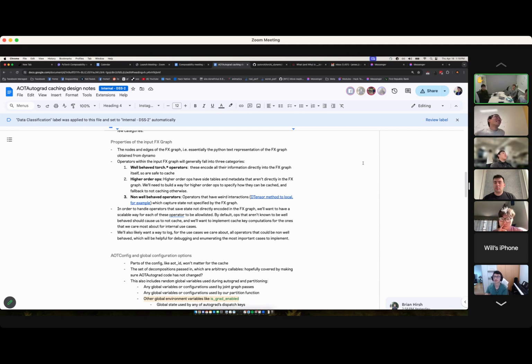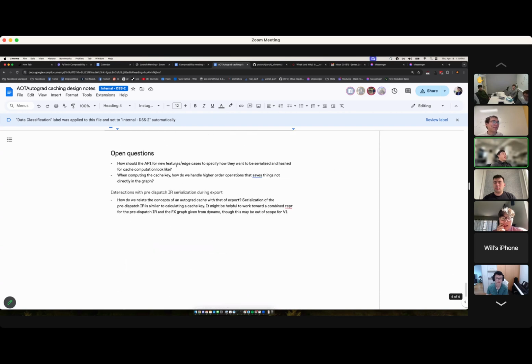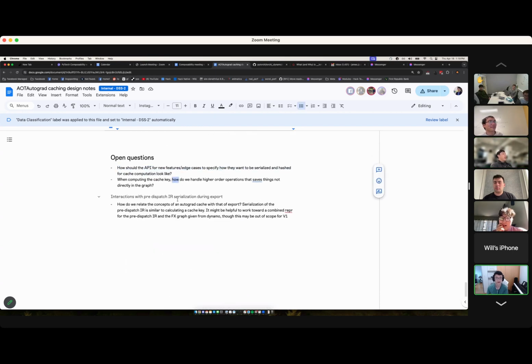Yeah. So Brian and I vaguely discussed this, and we were trying to understand whether it was in scope or not. It's obviously a much larger change to the torch.compile infrastructure. So yeah.